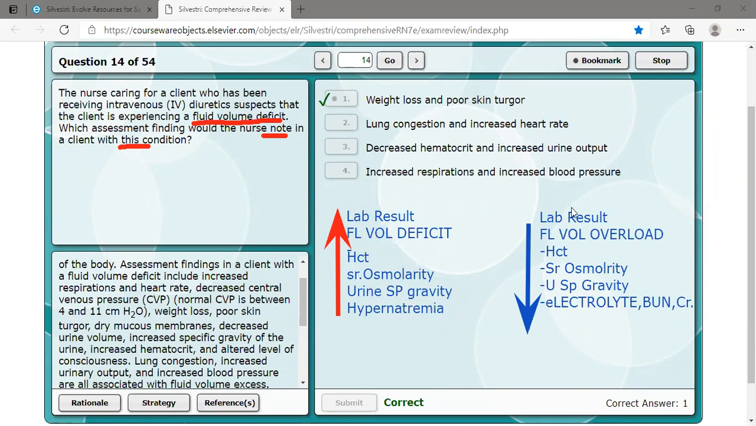On the other hand, in case of fluid volume overload or excess, the hematocrit, serum osmolarity, urine specific gravity, serum electrolytes, BUN, and creatinine will all be decreased. So decreased hematocrit, decreased serum osmolarity, decreased urine specific gravity, usually less than 1.01. Also decreased electrolytes, blood urea nitrogen, and serum creatinine level. If you read, compare and contrast, it will be easy to remember during the exam.